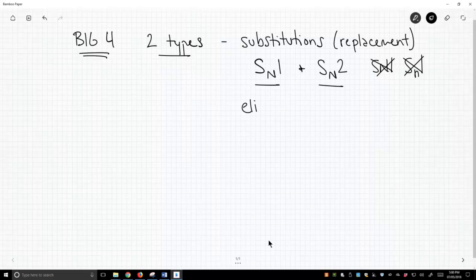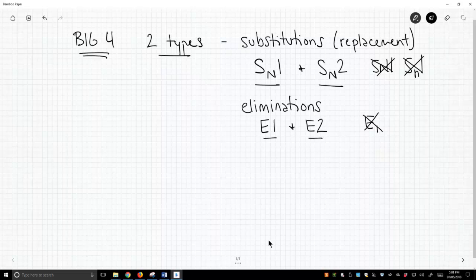The other type is going to fall under the category of eliminations. And eliminations form pi bonds. And there are two types of eliminations, E1 and E2. And again, it's capital E1, capital E2. That's not a subscript 1. It's not this. So, write it as shown.